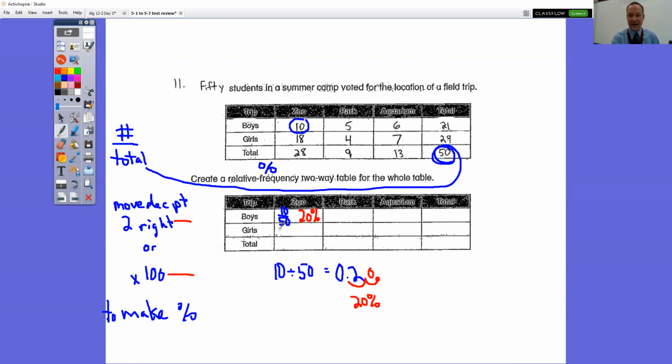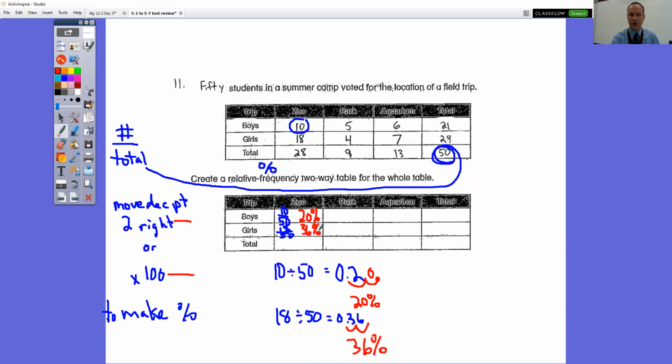Girls to the zoo is 18. So we would have 18 out of 50, 18 divided by 50. Top divided by bottom. 18 divided by 50 on your calculator, you will get 0.36. After you do that, move the decimal point over 2 places, and you get that it is 36%.